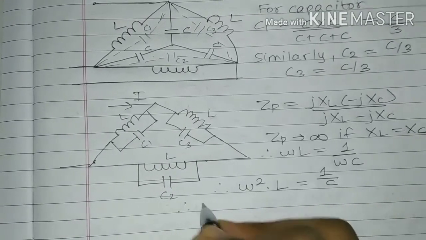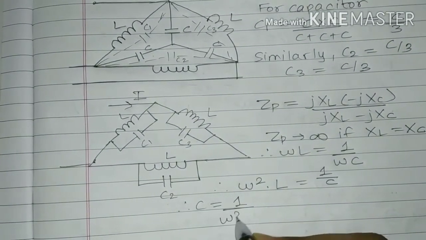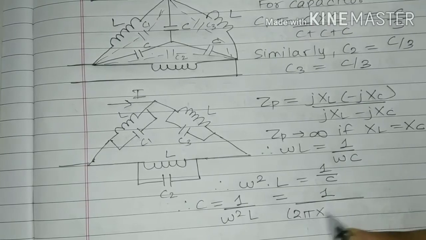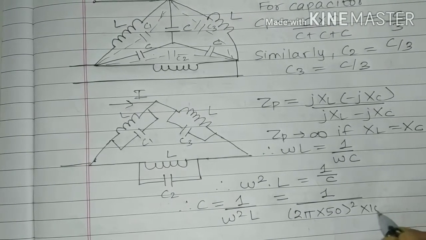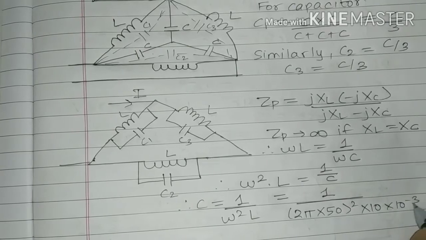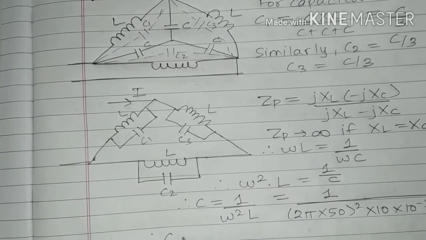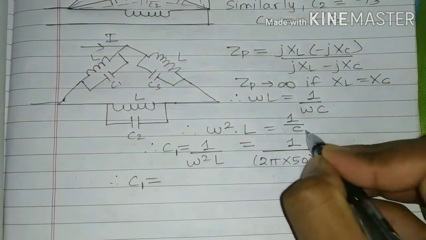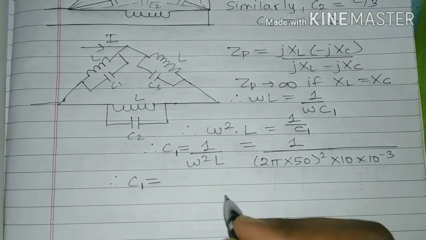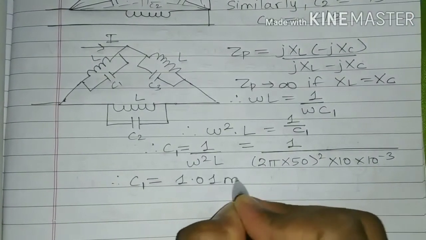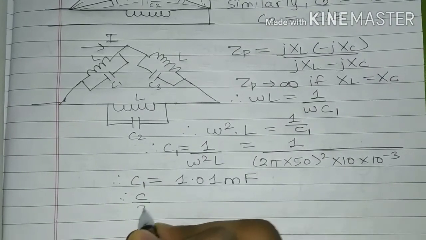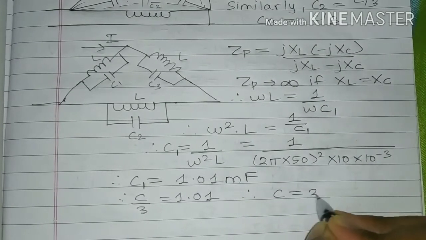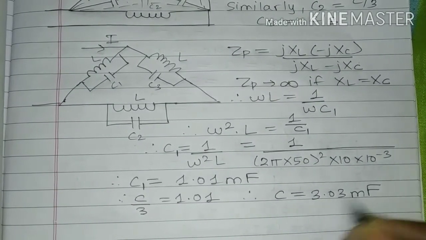Hence, C is equal to 1 upon omega square into L, which is equal to 1 upon 2 pi into 50 the whole square into 10 into 10 raised to minus 3. So now C is equal to, this should be actually C1. C1 over here, C1 means C1, C2 or C3, anything. C1 is equal to 1.01 millifarad. Therefore, C by 3 is equal to 1.01 millifarad. And hence, C is equal to 3.03 millifarads. So this is the right answer.